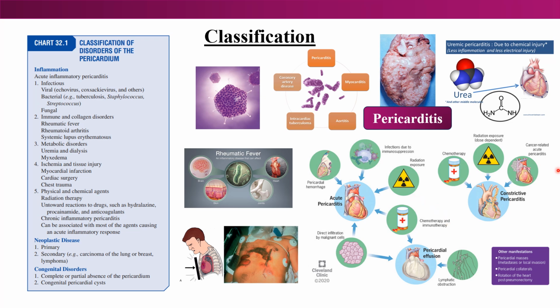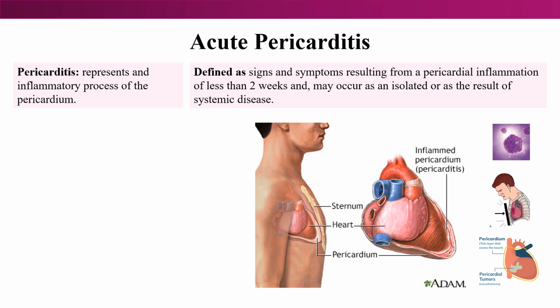Chronic inflammatory pericarditis can be associated with most of the agents causing an acute inflammatory response. The second aspect is as a consequence of neoplasms, primary or secondary, for example, carcinoma of the lung or breast, lymphoma. The third and last aspect is given to congenital disorders: complete or partial absence of the pericardium, congenital pericardial cysts. Let's begin with acute pericarditis.